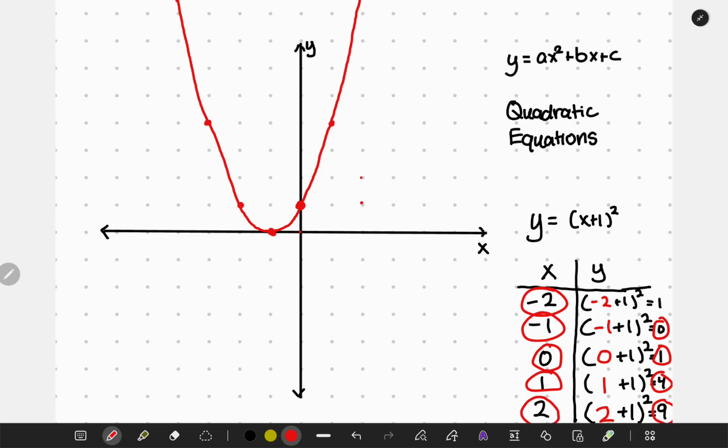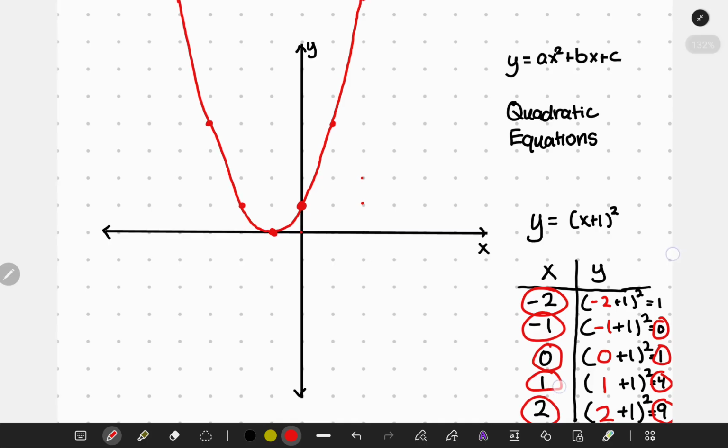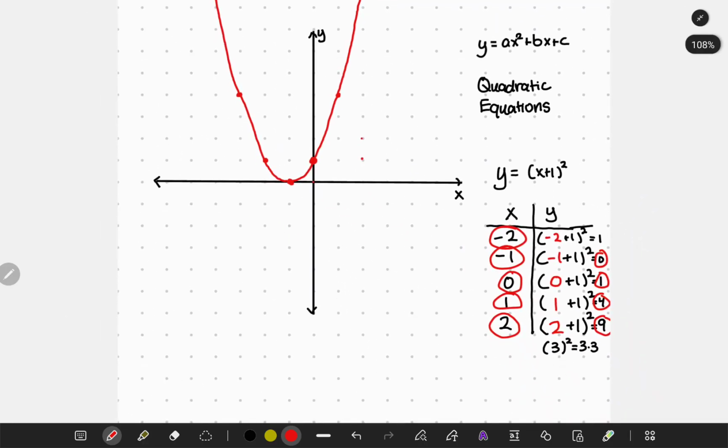You're essentially plotting different points, getting some x and y values, so that it ultimately looks like a U. This one, for example, is positive because it's going upwards like this. That's one way you can distinguish what a quadratic equation looks like. It's a U, and it either goes fully up like this, or in another case, it can go down like this. And that's essentially how we graph.